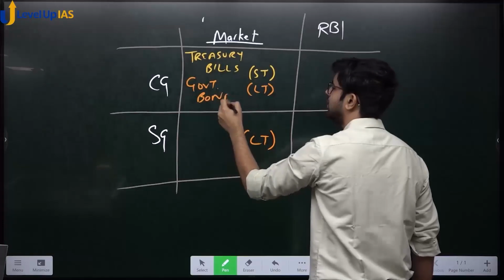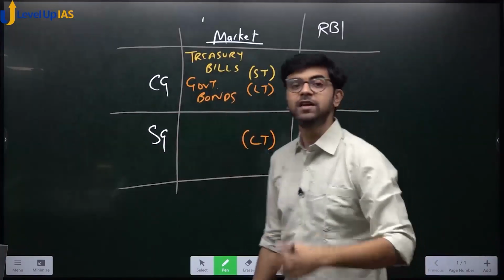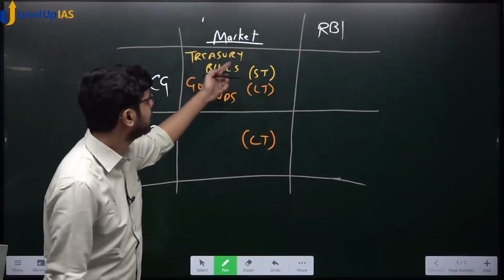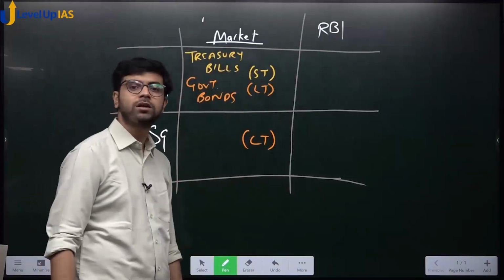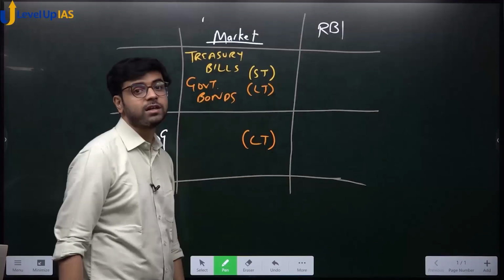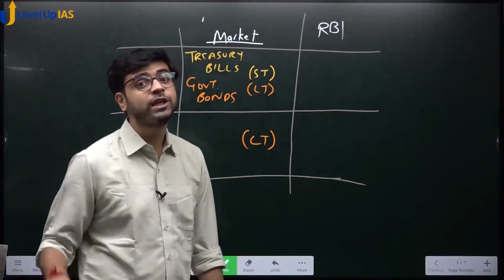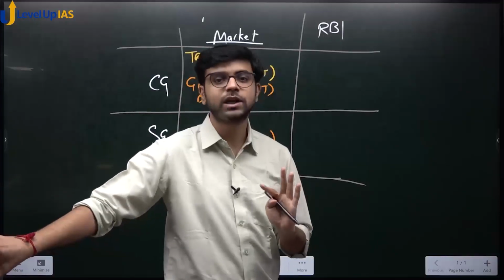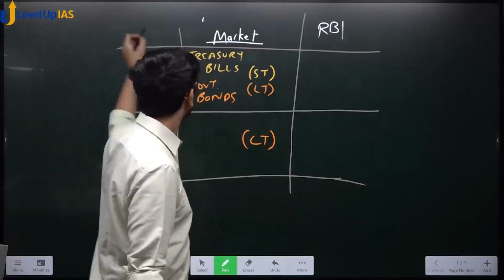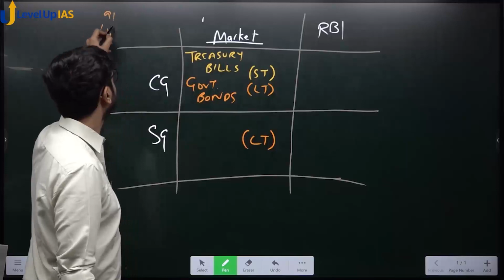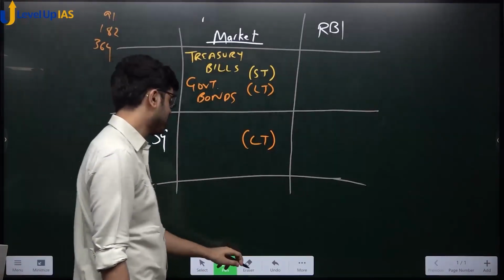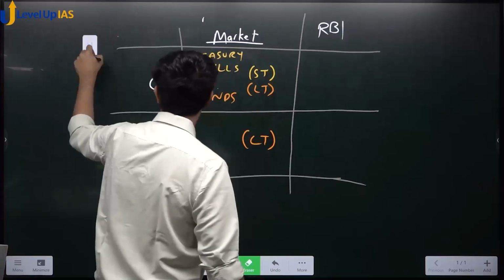Simple, straightforward, government bonds. So when we speak about bonds, we speak long term. When we speak about T-bills, we speak short term. Short term means less than 1 year. Remember 91, 182, 364 days, one day shorter than 1 year. Yes or no? 364. Did you notice 91 doubled is 182, 182 doubled is 364. All these T-bills, we'll see in the market chapter.